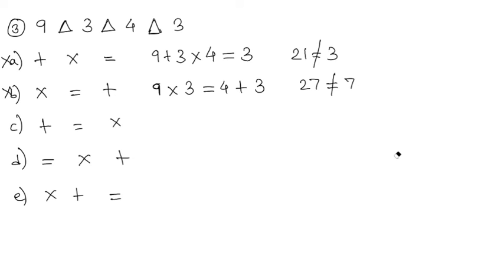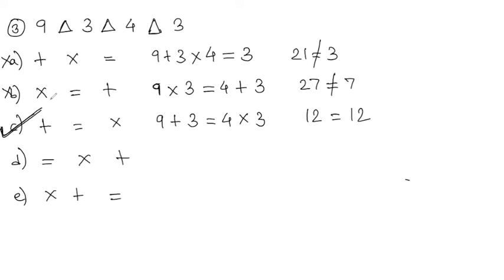Now let's check with option C. Yeah, tell me the order one by one. 9 plus 3 equals 4 into 3. Correct. So what is 9 plus 3? 12. Next, what is 4 into 3? 12. It is equal, correct? So which is the correct option? Option C. Anyways, the other two options also let us check.